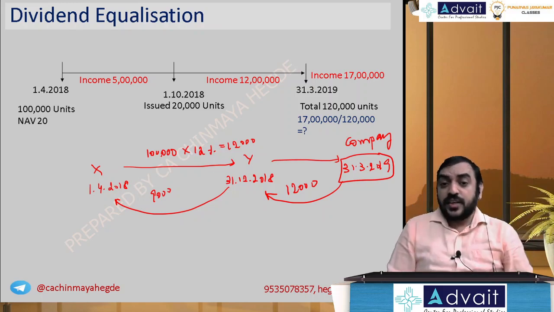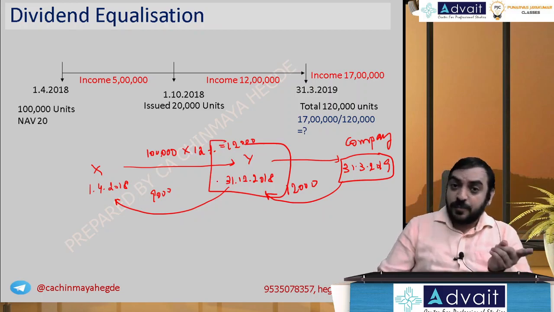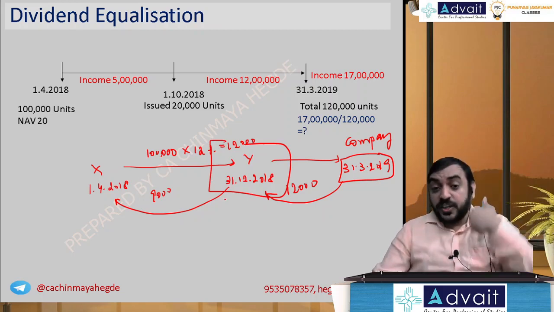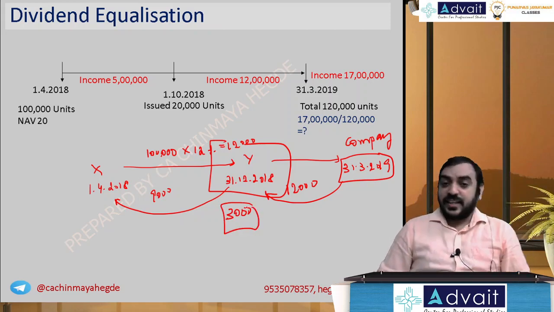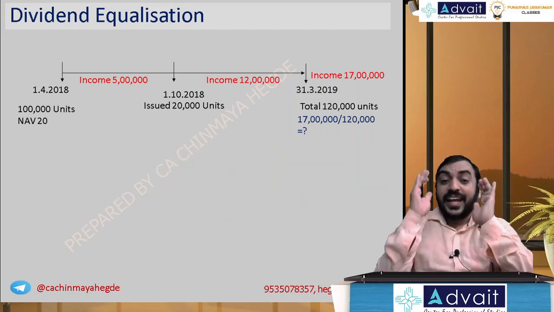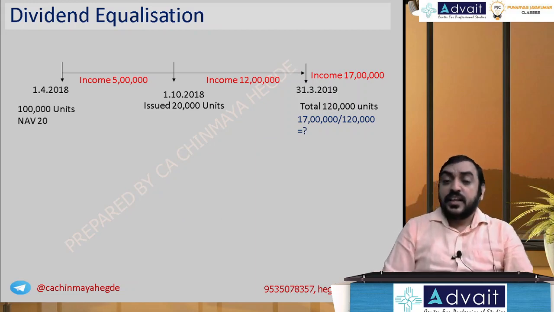He should be compensated. Now, effectively, what will Y get? 9,000 he will pay. 12,000 he is going to get. So effectively 3,000 is his income. That is what exactly happens in dividend equalization.